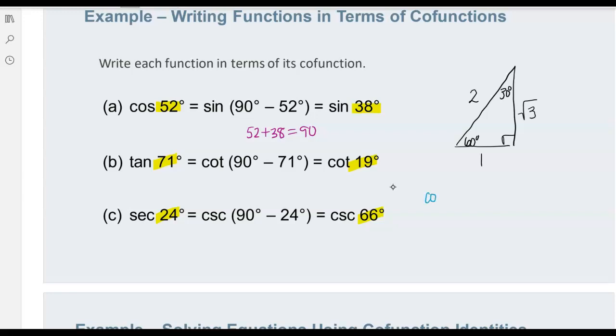If we look at the cosine of 30 degrees, remember cosine is the adjacent side over the hypotenuse. That would be square root of 3 over 2. In comparison, if we look at the sine of 60 degrees, sine is opposite over hypotenuse. That would also be square root of 3 over 2. 60 and 30 are complementary angles, and by looking at this triangle, we get that those trig values are going to be the same.